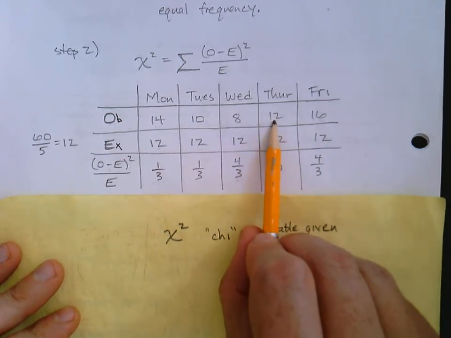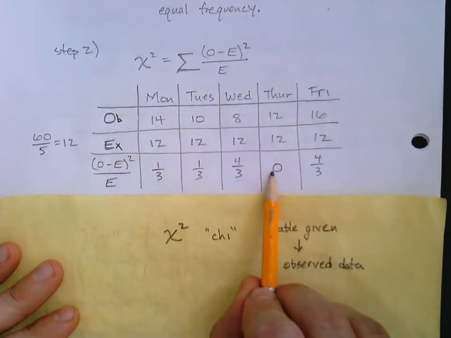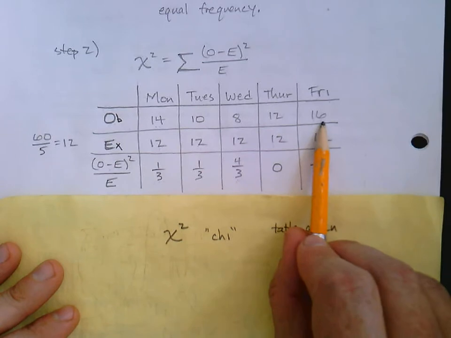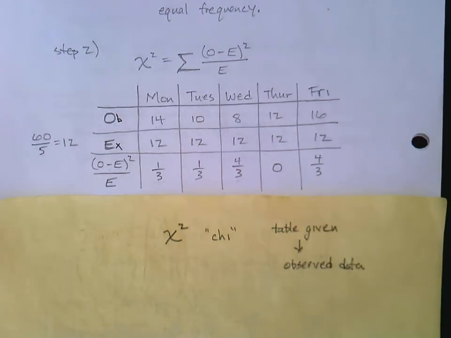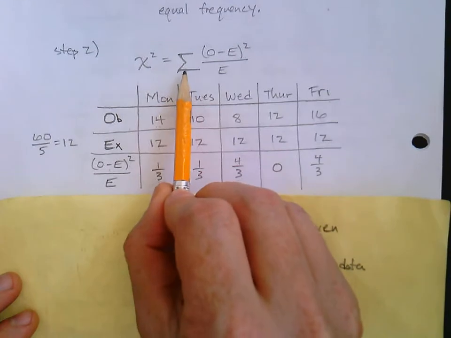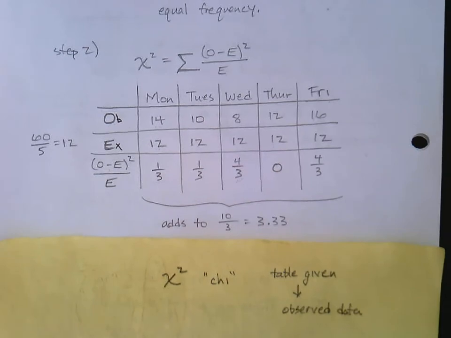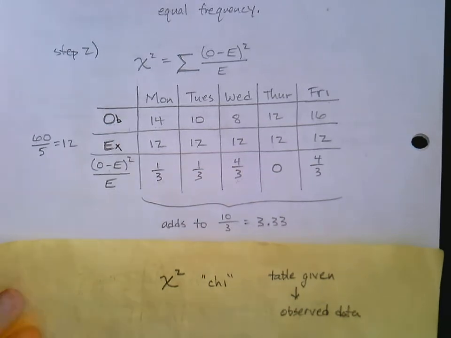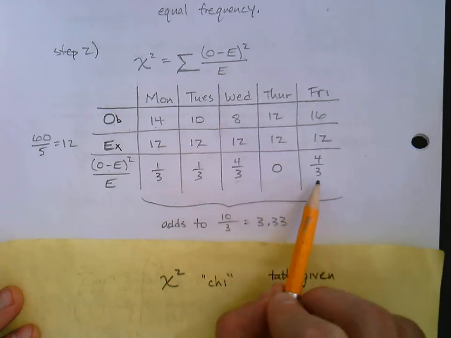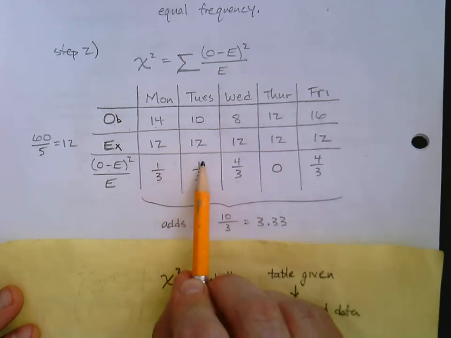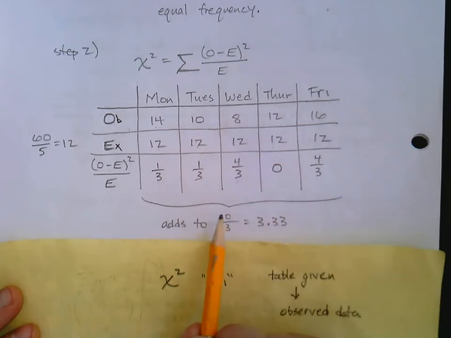Well, what's going to happen? Observed minus expected is going to be 0. So that's going to end up being 0. And then Friday, we get 4/3 again. So do that calculation for each of the 5 days. Then what? Now that's where the sigma comes in. We're going to add all of those together. So 1/3 plus 1/3 plus 4/3 plus 0 plus 4/3. Here it's kind of nice if you did it in fractions because they all have a denominator of 3. So you could just add numerators. 1 plus 1 plus 4 plus 4 is 10/3.